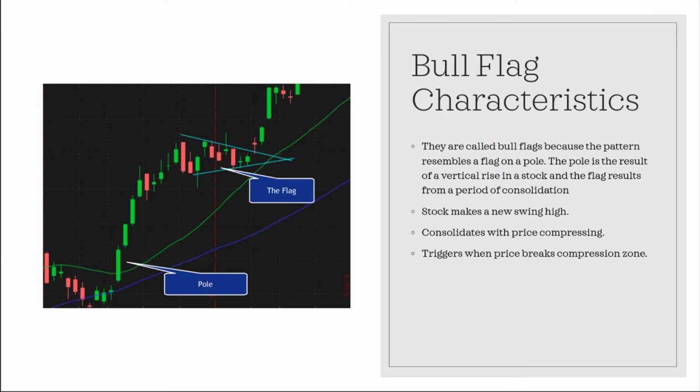Okay, so why is it called a bull flag? The new swing high, which is identified right here, is essentially what is known as the pole, and then the flag formation is identified right here, where price is compressing, making lower lows, lower highs, just getting tighter and tighter. And then the trigger is whenever it closes above the compression high.